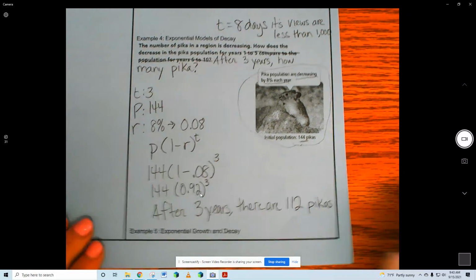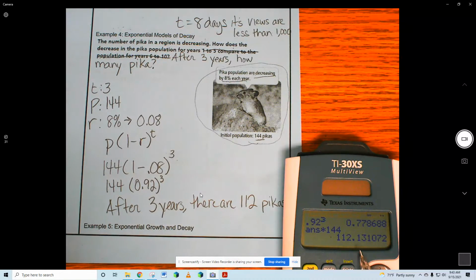And obviously, you're not going to care about the 0.13. You don't calculate. There's no 0.13 of a pica. You just do the whole number.